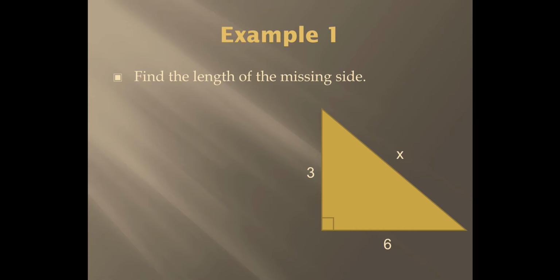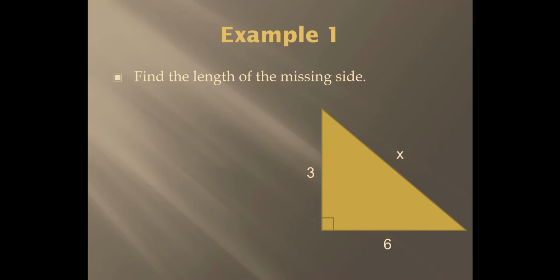So now we'll look at an example here. For this particular triangle, it says to find the length of the missing side. So first we have to see what kind of triangle it is. You notice that it has the 90-degree angle box, so it is a right triangle. With that in mind, you have two of the legs and we're missing the length of the hypotenuse.